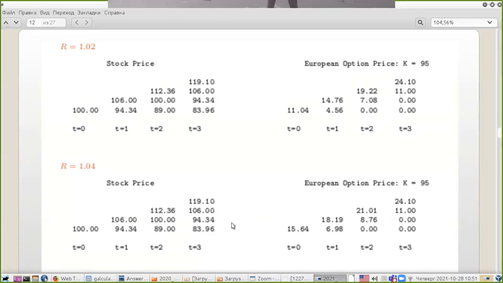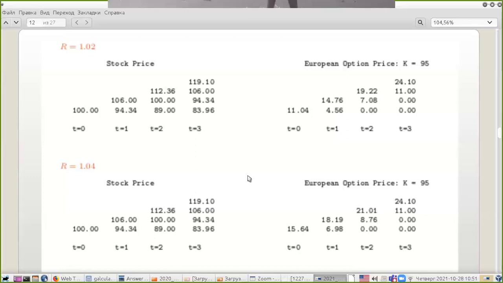But for the European option price in this column, the formula is this column minus K. After that, in this cell, we write the formula: this multiplied by Q plus this multiplied by QD, divided by 1 plus R, and stretch, and so on. I think it's not difficult.